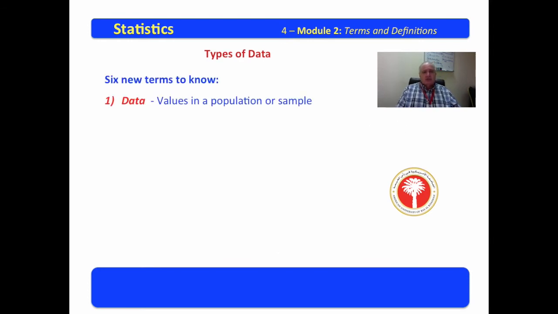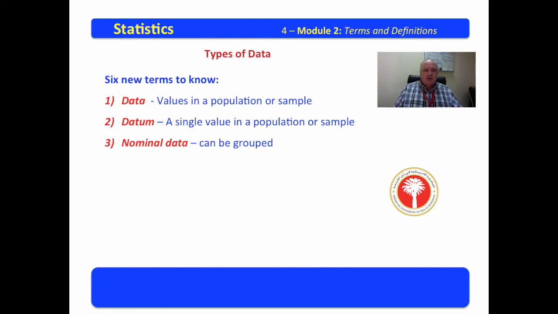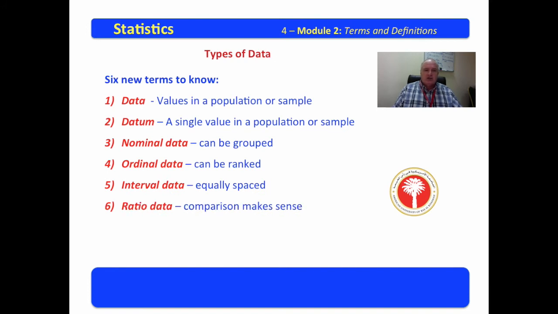Now, six new terms to know. Data, values in a population or sample. Datum, a single value in a population or sample. Nominal data can be grouped. Ordinal data can be ranked. Interval data are equally spaced, and ratio data may be compared.